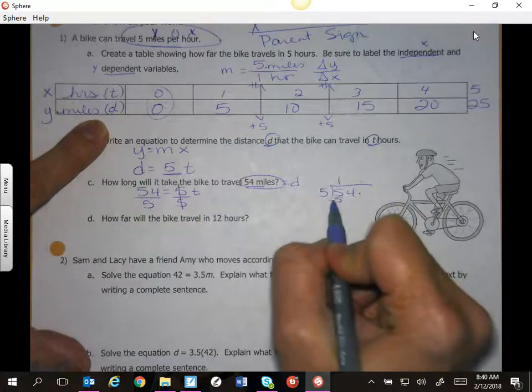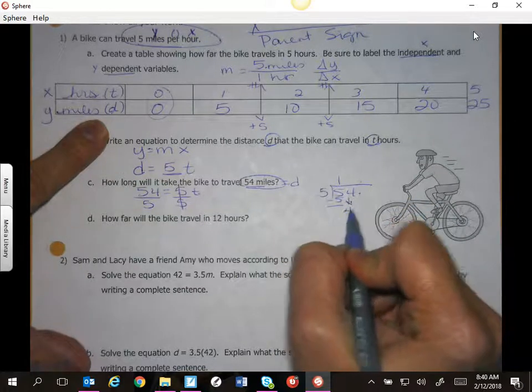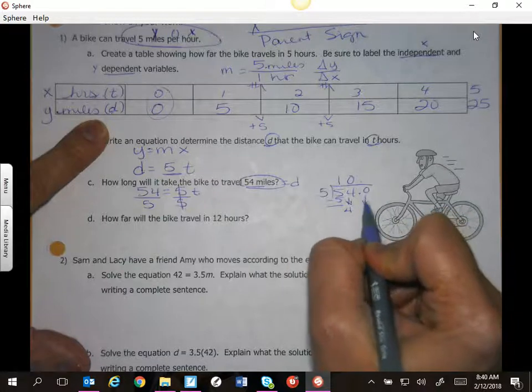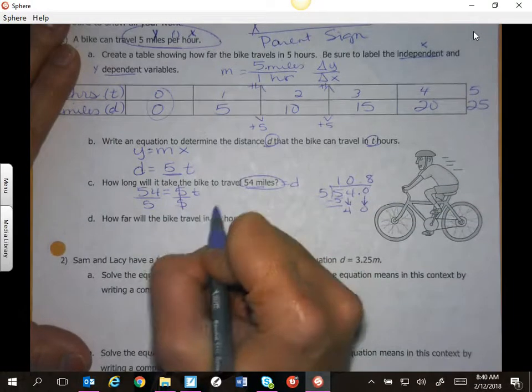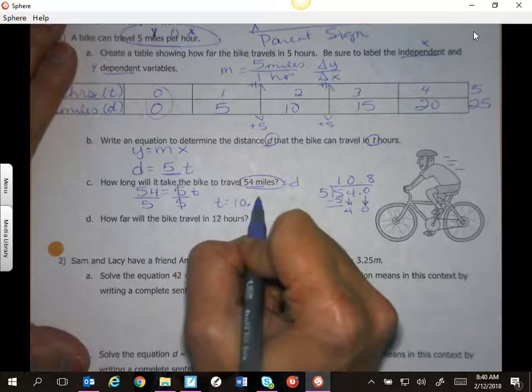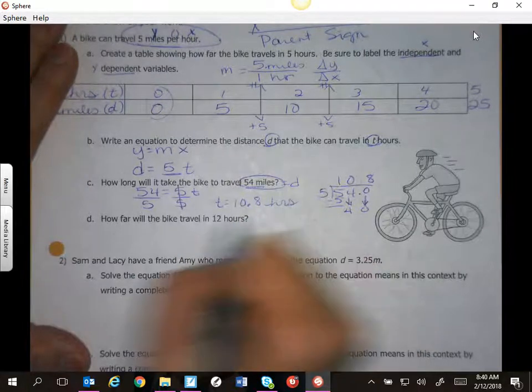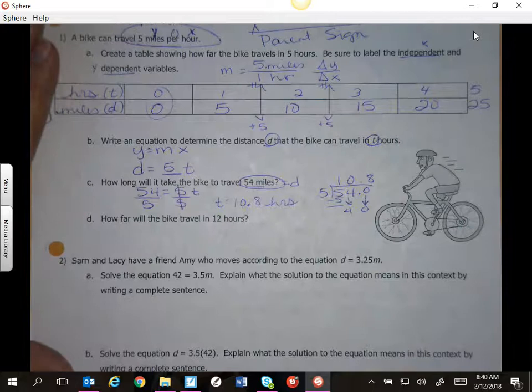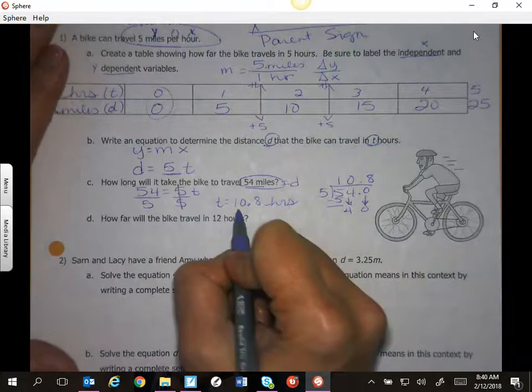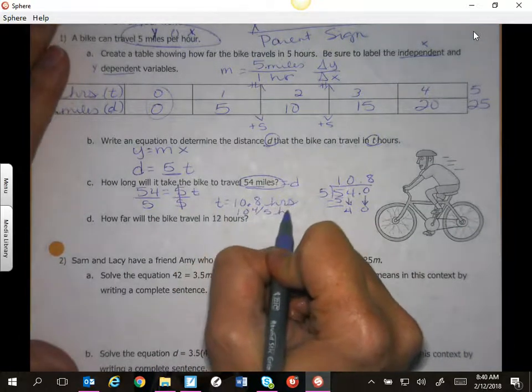5 does not go into 4, so we can bring down a 0. We can say t equals 10.8. Let's make sure we label that with hours. Make sure you have some units. You could also write 10 and 4/5 hours.